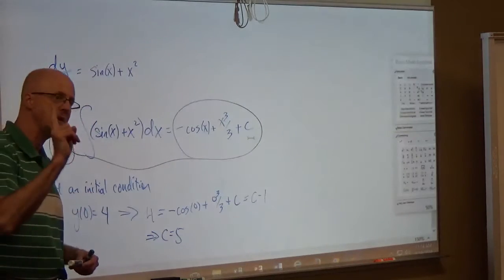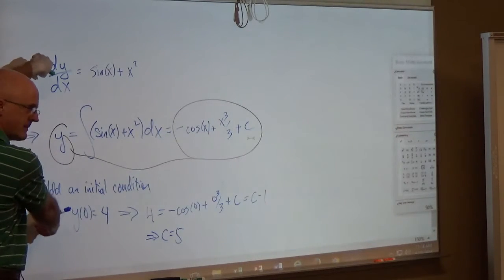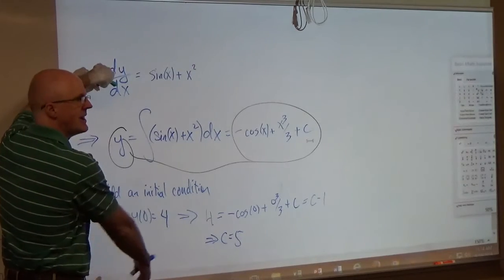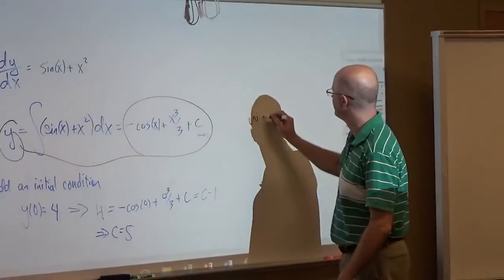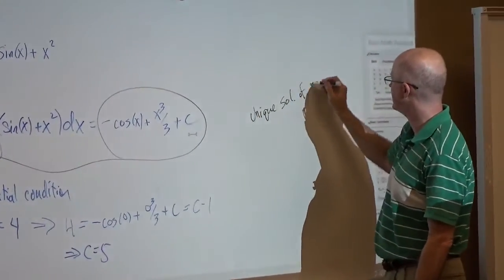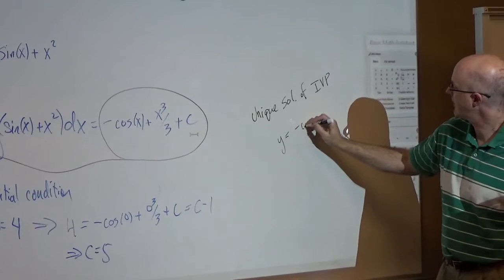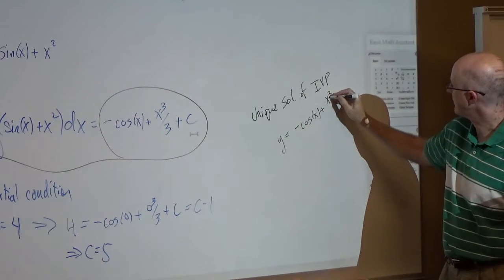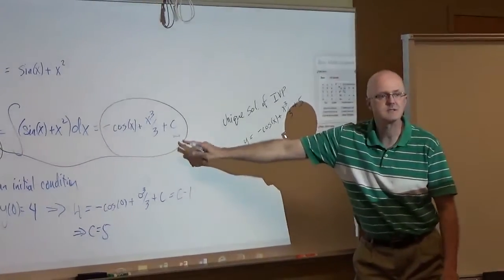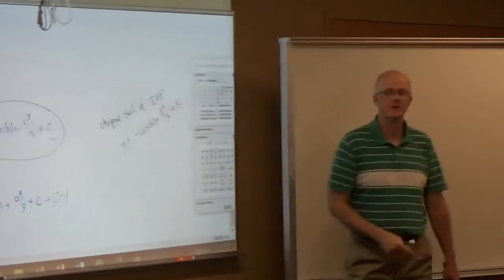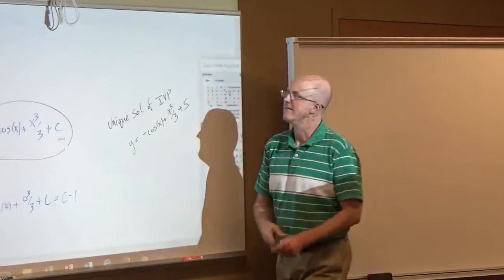That then generates one unique function that solves both the differential equation and the initial condition. Together, these make up something called an initial value problem. A differential equation and initial condition make an initial value problem. Your unique solution of the initial value problem, which I abbreviate IVP, is y equals negative cosine of x plus x cubed over 3 plus 5. Infinitely many solutions make up the general solution. One solution, one function makes up your unique solution to the initial value problem.